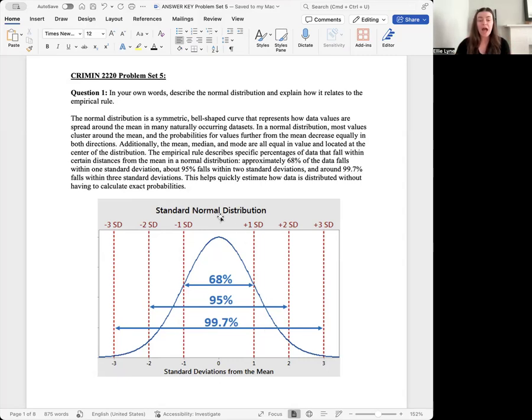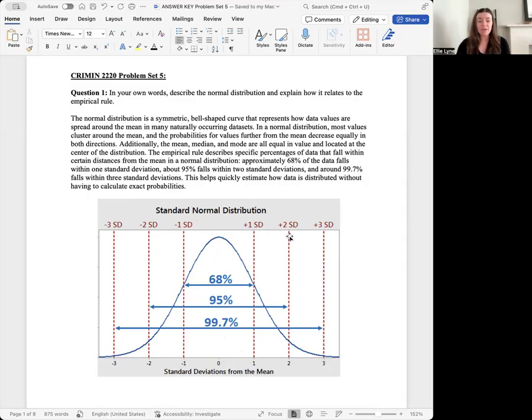We know that the majority of our observations here are clustered in the middle and that our mean is going to be at our center point here. The symmetrical element means that it is going to be identical on both sides. So if this was on a sheet of paper and we folded it in half, the values would be identical on both the negative end of our distribution and the positive end of our distribution.